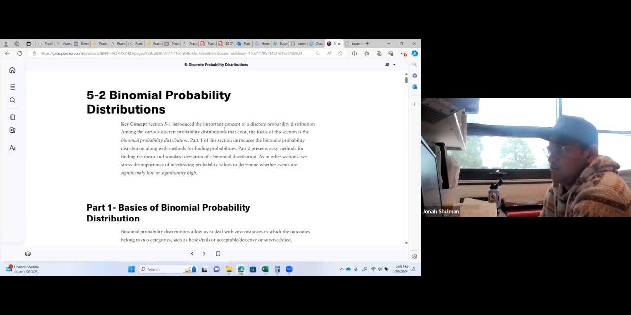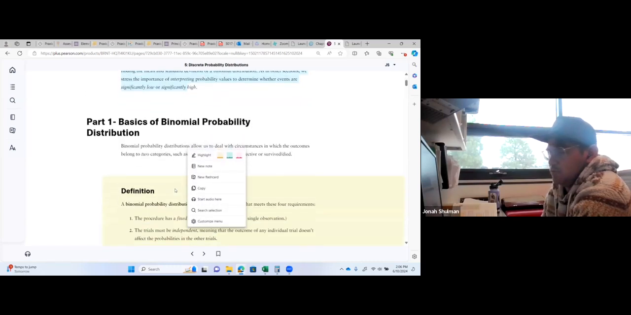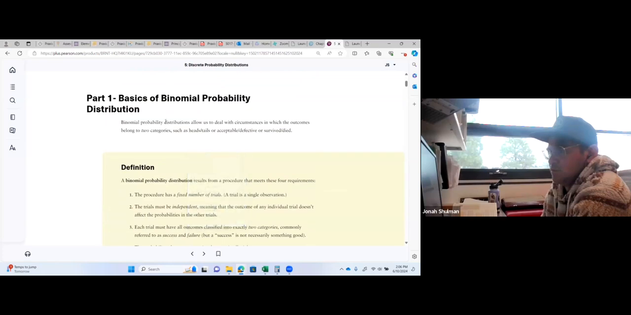So 5-1, discrete probability distribution. The focus of this section is binomial probability distribution. Remember, bi just means two. So we're talking about two different things at once. There's two parts. Methods for finding probabilities, easy methods, standard deviations, and things like that. As in other sections, we stress the importance of interpreting probability values, whether events are low or very high. So this is the big piece.